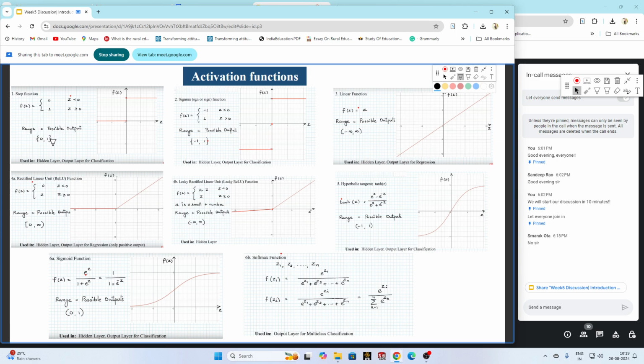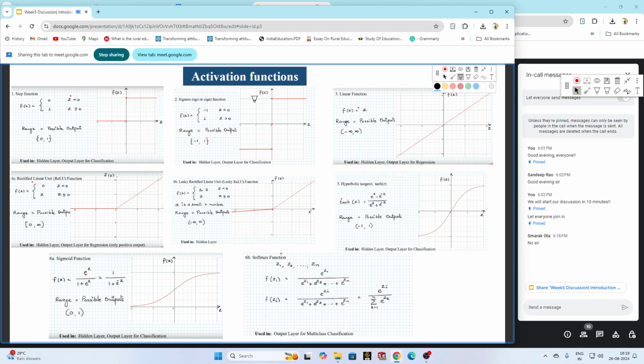Its range is 0 and 1, only 0 and 1. It is used in hidden layer and output layer for classification. About layers I will be discussing in the next slide. Until now you just remember that there is a step function. If your input is negative, it will return 0. If your input is greater than or equal to 0, it will return 1. So that is the first type of activation function.